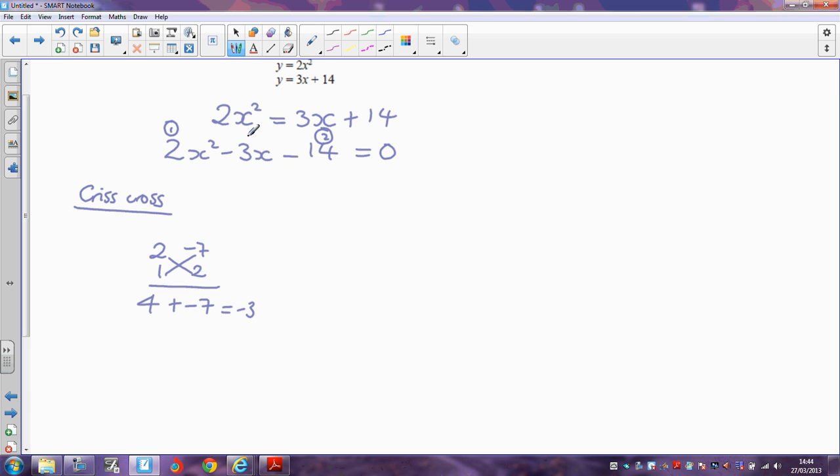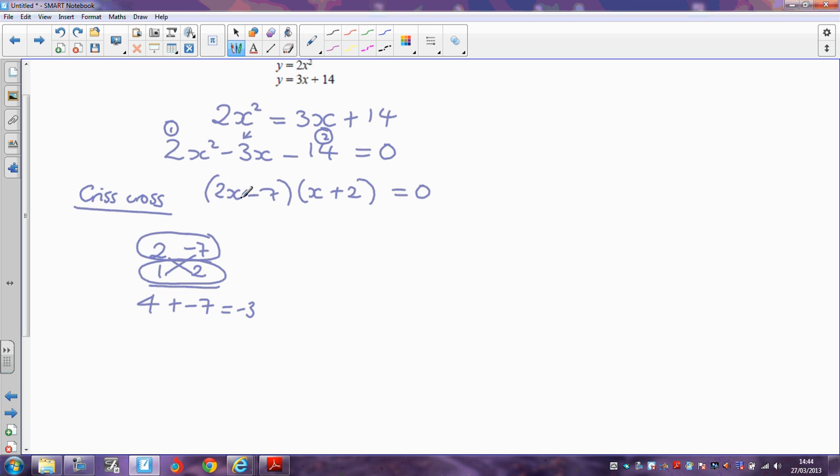If you end up with this middle term, minus 3, then actually we're nearly there. The top two numbers here give us the numbers in the first bracket. So my first bracket is 2x minus 7. And these two numbers give me my second bracket, which is going to be 1x, in other words, x plus 2. And that's going to equal 0. You could have just done that by trial and error.